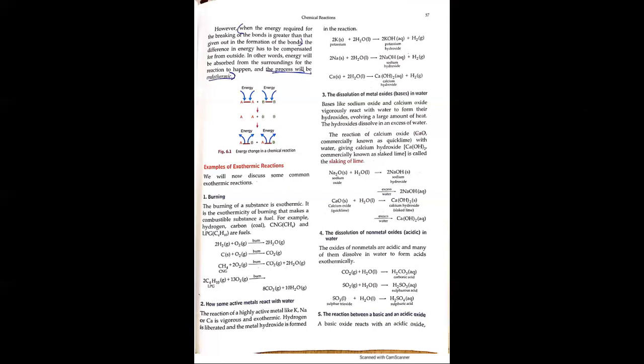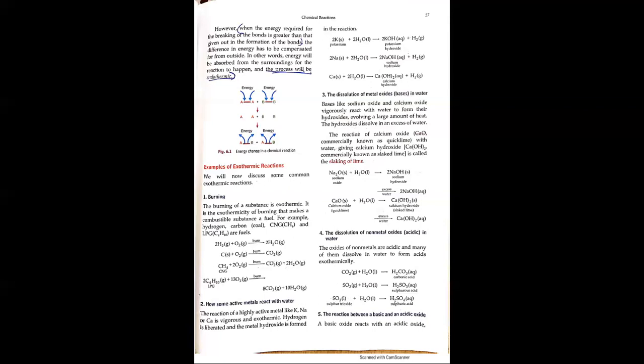The next is dissolution of metal oxides in water. Why is it written basic? Because oxides of metals are basic in nature. Oxides of metals are basic in nature and oxides of non-metals are acidic in nature. So bases like sodium oxide and calcium oxide react with water to form their hydroxides. Again, here also the hydroxides will be formed.